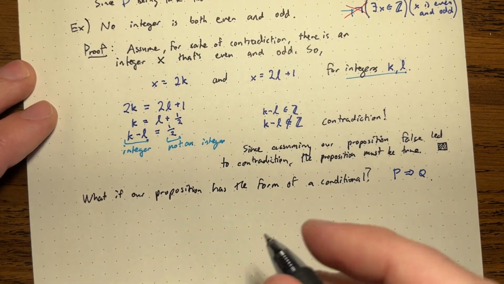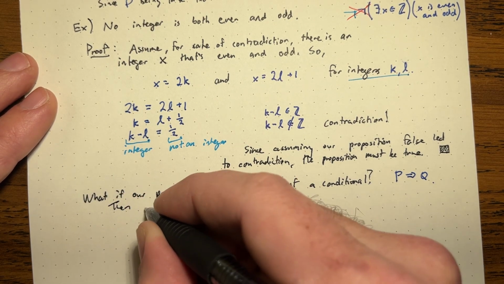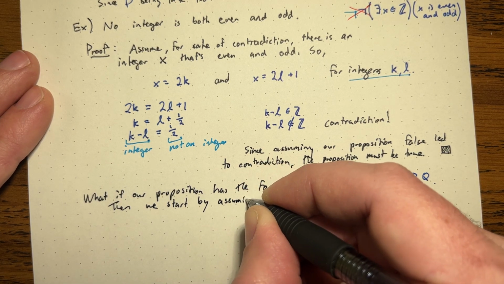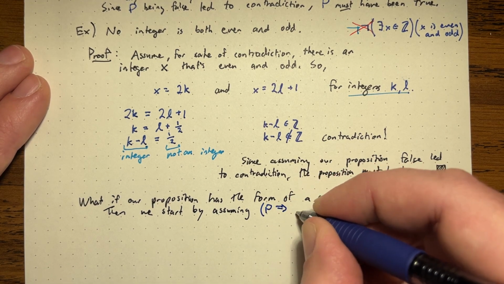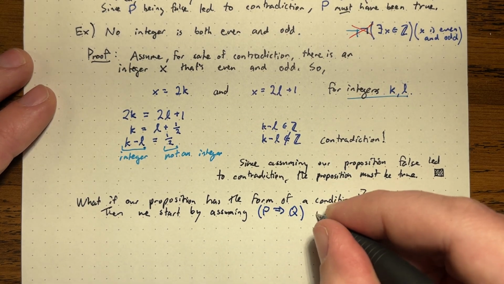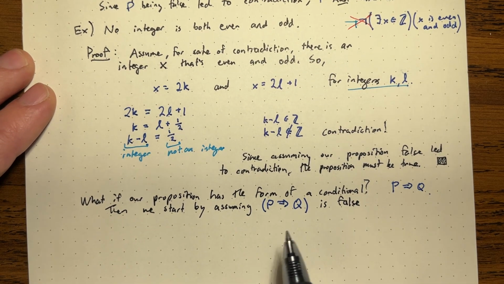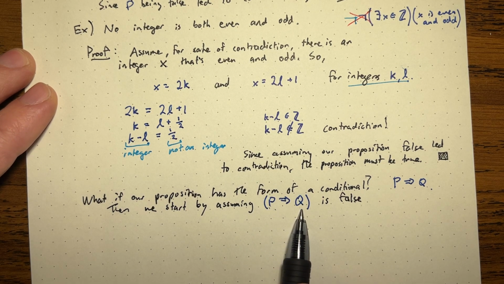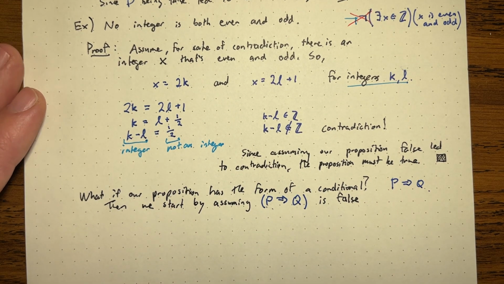Absolutely. It's the same idea. So in this case, we start by assuming not that P is false, but we assume that this statement is false. This proposition that P implies Q is false. What does it mean for this to be false? Well, if you remember the truth table for this statement, this is only false when P is true and Q is false. If P is false, this is always going to evaluate to true. Remember, it's a little bit counterintuitive.